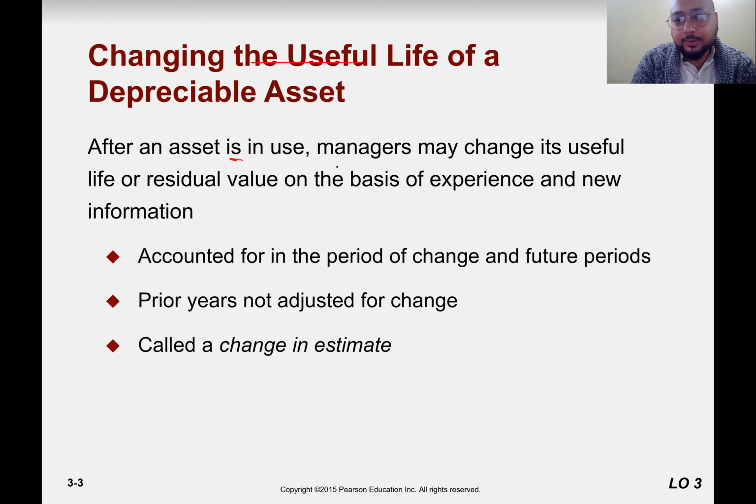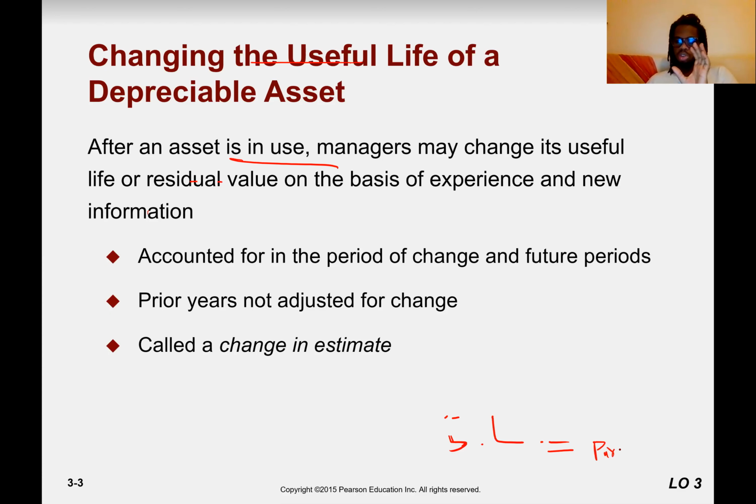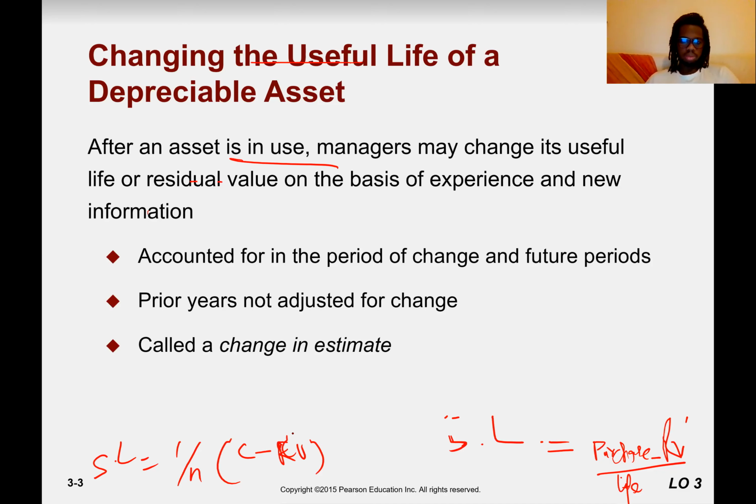After an asset is in use, managers may change its useful life or residual value. So what is the formula for depreciation for the straight line method? It's the initial value, the purchase value, minus the residual value, divided by the useful life, right? Or in mathematical terms, straight line depreciation is equal to 1 by n into the cost price minus residual value. It's one and the same thing. So this is purchase price or cost price minus the residual value or salvage value, divided by the number of years. We call this a change in estimate.